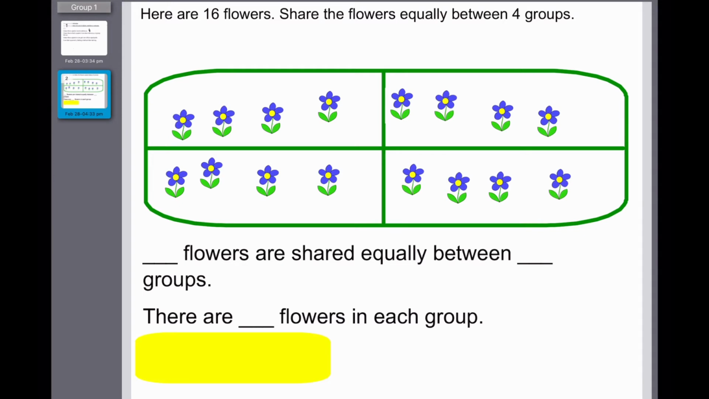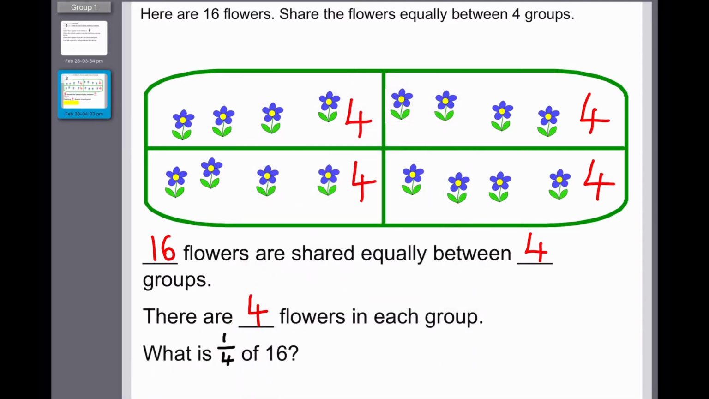So, 16 flowers are shared equally between 4 groups. 4 in this part, 4 in this part, 4 in this part, and 4 in this part. There are 4 flowers in each group. So what is 1/4 of 16? Count how many flowers are in one of your quarters or one of your parts. Four. Well done.